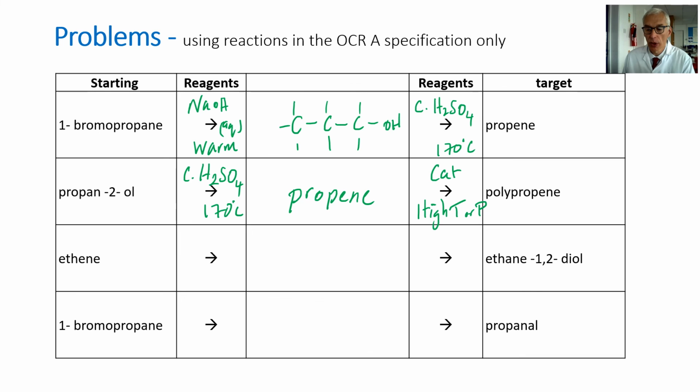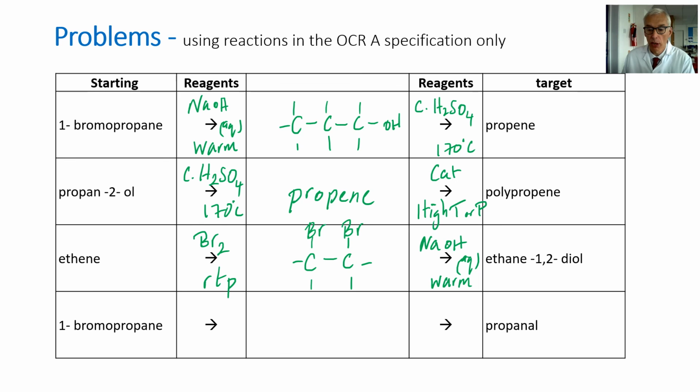Ethene to ethane-1,2-diol. Well, we need something that can go into ethane-1,2-diol, so we'll have 1,2-dibromoethane. So we achieve ethene to dibromo by reacting with bromine at room temperature and pressure, and here we're going to substitute hydroxide ions for bromine atoms. So sodium hydroxide, aqueous and warm.